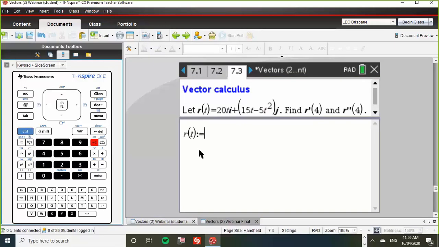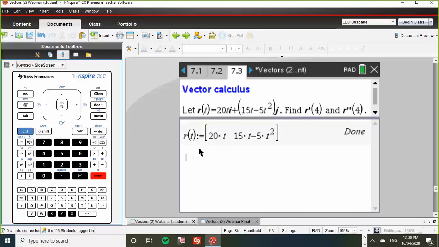Don't use equals, it won't work. So basically I'm assigning r of t to be a row vector. So it's a square bracket to open up. 20t is our i component, so it's 20t i, and then a comma to separate the components. Then the j component is 15t minus 5t squared, and we press enter. And so what we've got there is r of t, our position vector, has been defined.